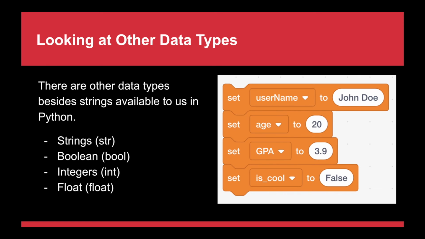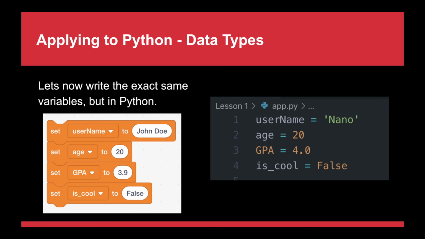So let's look at other data types. We talked about strings. Now let's talk about booleans, integers, and floats. For example, here I set age to 20, GPA to 3.9, and is cool to false, for John Doe. Apparently, this is John Doe's profile. So what are our variables? We can connect a string to John Doe, a boolean to is cool, an integer to 20. So now if you look at it, it makes more sense. Username is our string, age is our integer, GPA is our float, and is cool is our boolean.